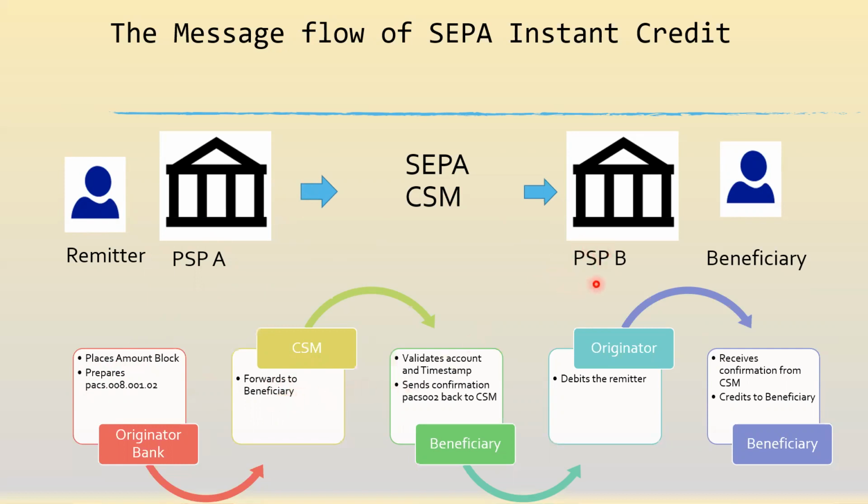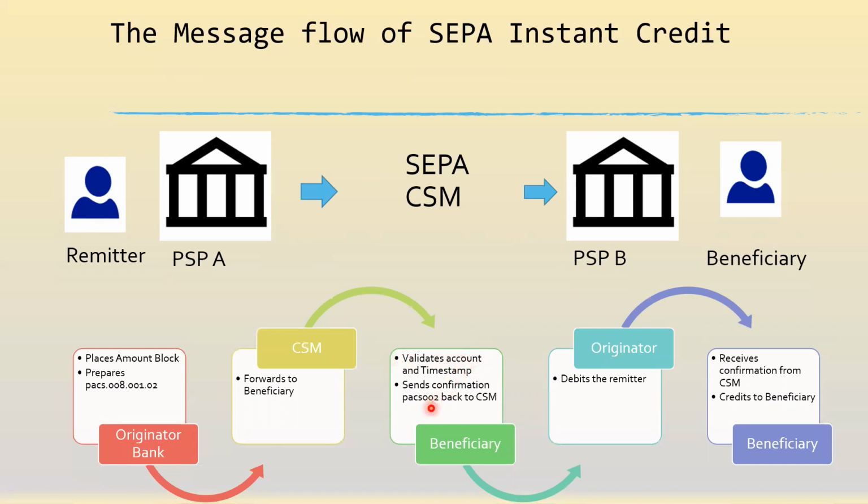When the PACS.008 is received by PSP-B, it validates the account and timestamp. This timestamp is an important field in PACS.008. When PSP-A sends out a PACS.008, it puts in the timestamp of the time the message was sent. The beneficiary validates the timestamp because if it has reached beyond 10 or 20 seconds, it is immediately going to reject it. But if it is within 10 seconds, it is going to accept it. It also validates the beneficiary account to see whether it is valid or not.